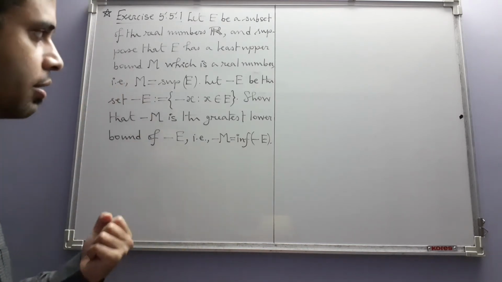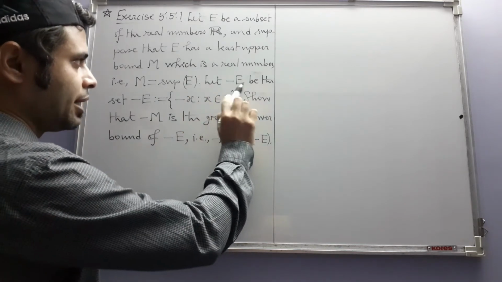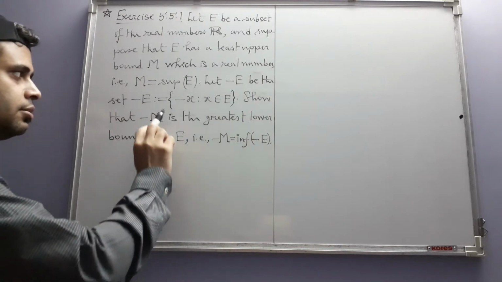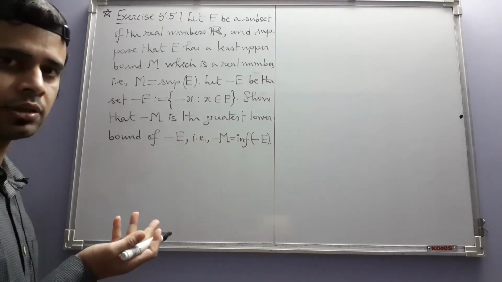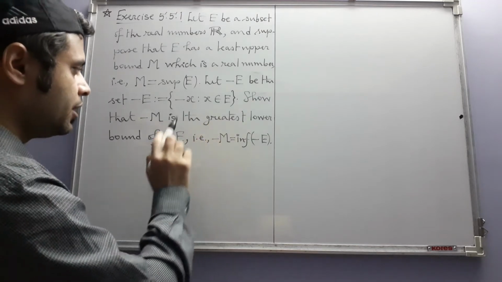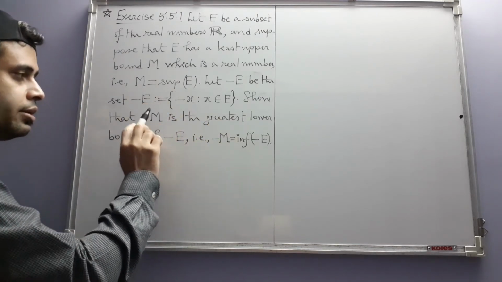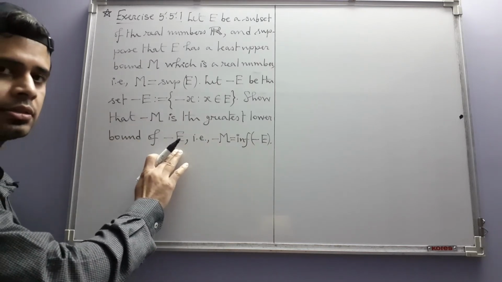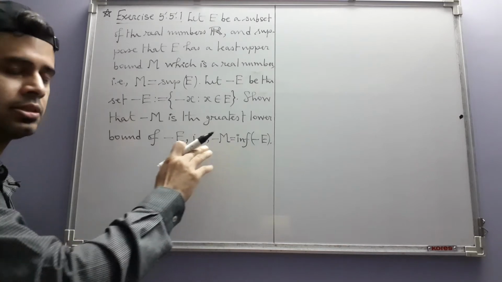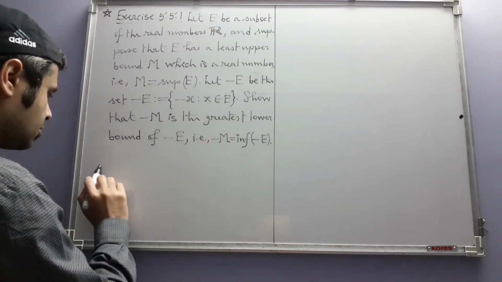It is a real number. Now another set, minus E, has been defined, which is just the set of the negatives of all the elements of E. We have to show that the negative of the supremum of E is the greatest lower bound of this set minus E. That is, minus m is the infimum of minus E. So let's see the solution.